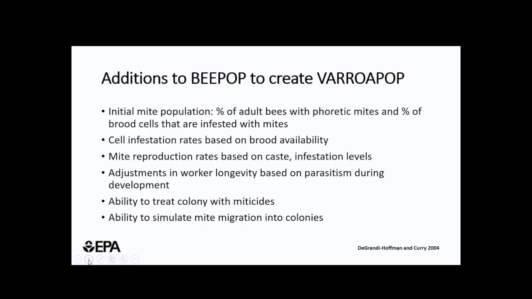In 2004, USDA published the Varroa pop version of the model. Essentially, this was a module that was added into the bee pop model to account for the dynamics of Varroa infestation in a given hive. Essentially, what it does is it tracks the number of Varroa mites that are present in a hive depending upon the infestation rate of the brood, and it also accounts for how many mites are present on the adult bees.